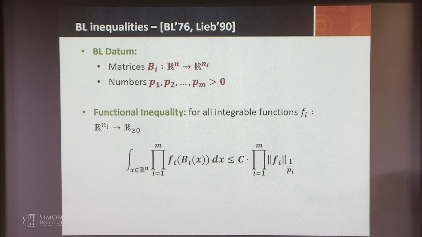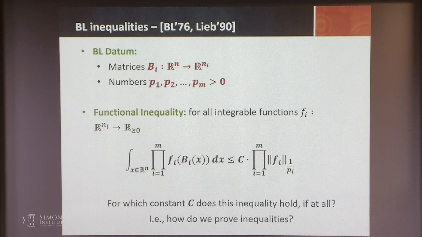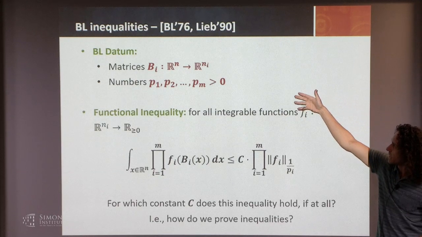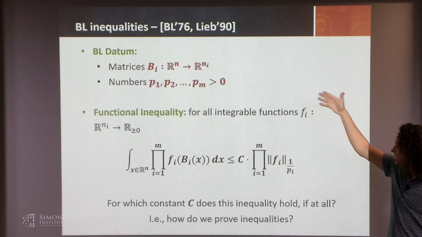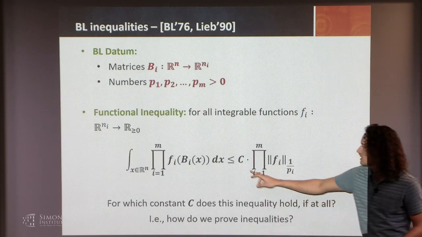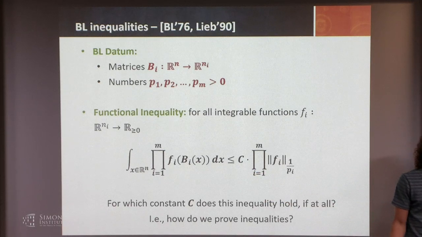And essentially, the question is, suppose I give you this BL datum, this Brascamp-Lieb datum, this set of matrices and these weights. The question is, for which constant C does this inequality hold, if at all? So in simple terms, it's how do we prove inequalities? I mean, we prove inequalities left and right.